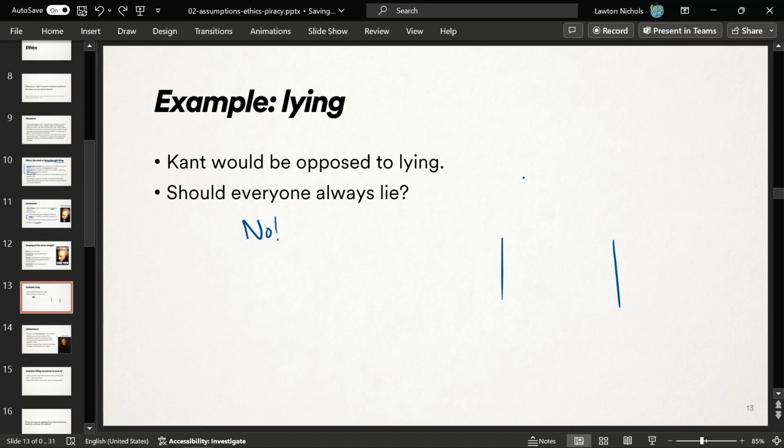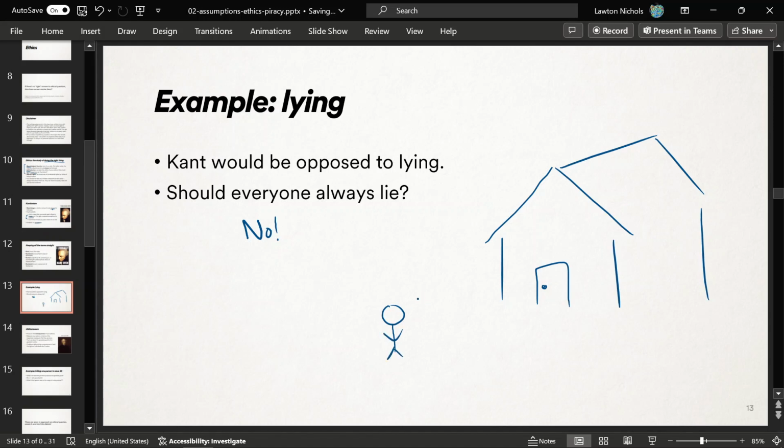Another example that I got from a YouTube video is, let me make a very colorful example. Let's say here's my house, and here's my front door, and a murderer comes to my house, okay? A murderer comes to my house, and he knocks on the door, and let's say that I still live with my parents, let's pretend, and my mom answers the door. All right, so a murderer comes to my house, and he says to my mom, I'm here to kill Lawton. Where is he? Assume that I'm in the house right now.